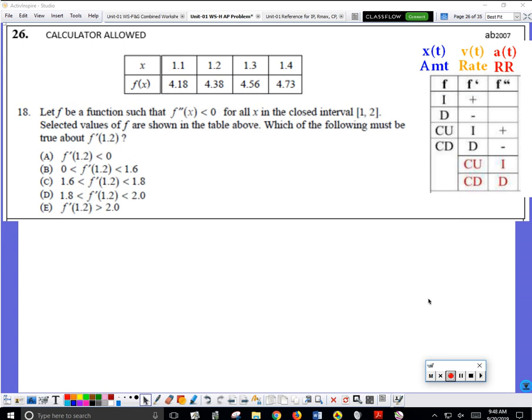Okay, actually, points for the whole room. Points for the whole room. On the AP test, it's very common to see something like this.